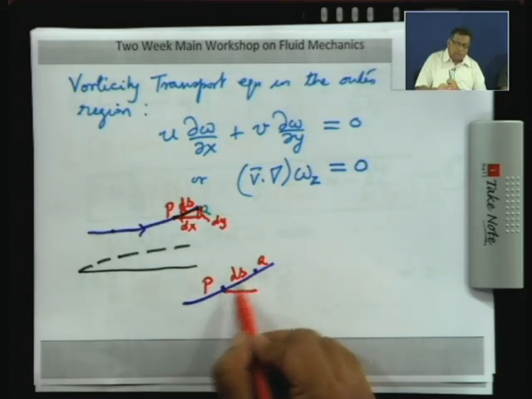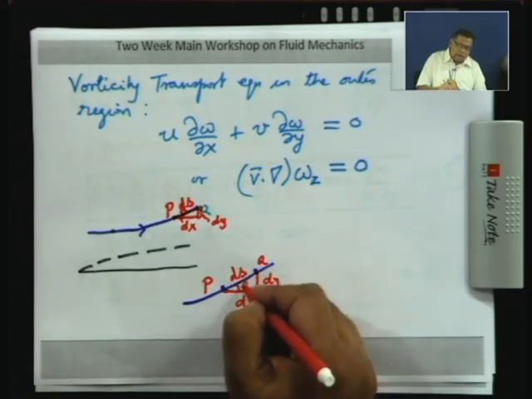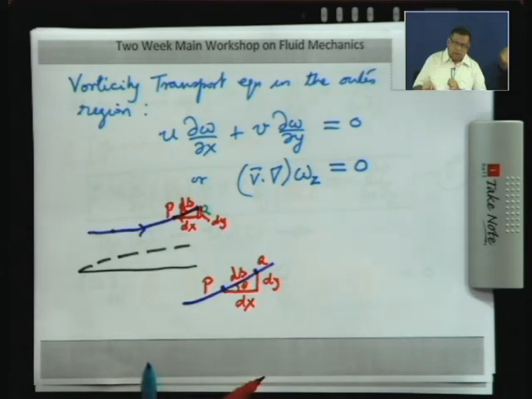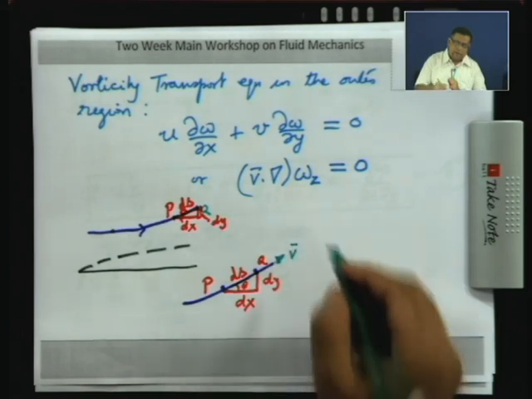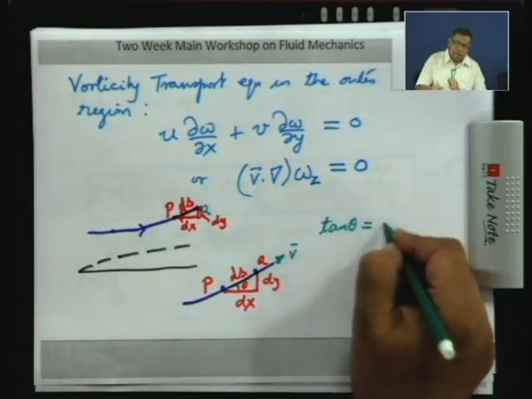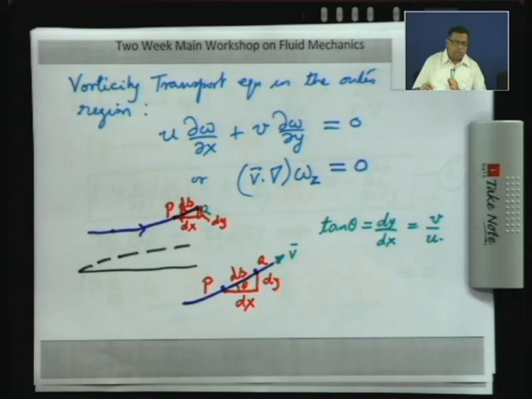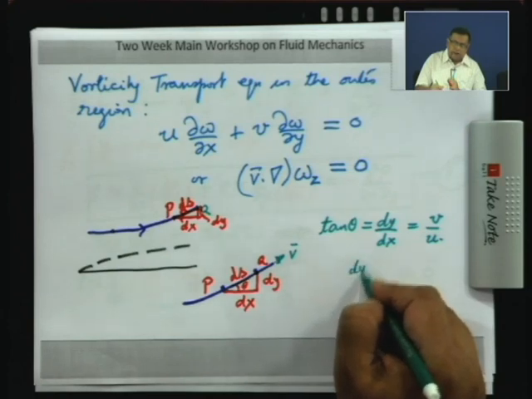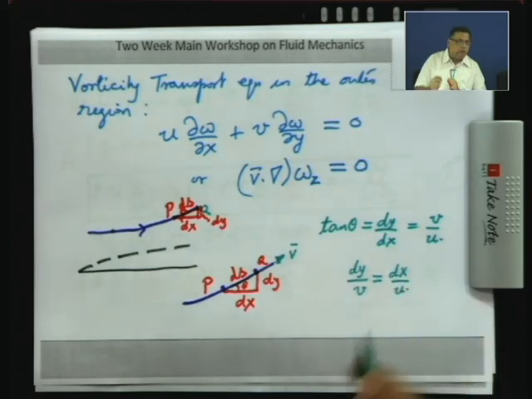This is almost tangent to the curve. So, it is like a straight line, and this I can call dx and this is dy, and if you want this angle you can call theta. Now, we know that if I draw the velocity vector here, it is going to be tangent to the streamline. So, tan theta, which is dy by dx, is v by u. So, you have this relation that dy by v is dx by u.